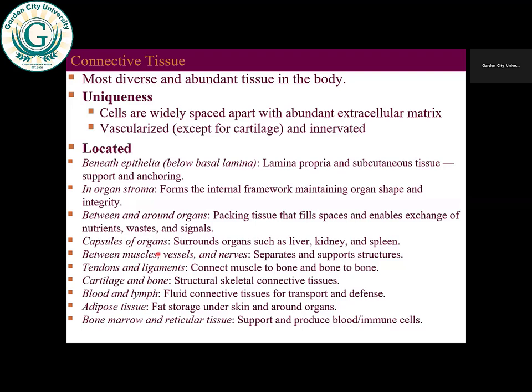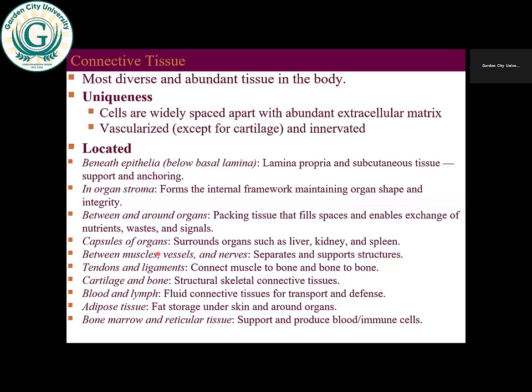Between muscles, vessels, and nerves. When we look at the muscles, we say endomysium, perimysium, epimysium. But for nerves, we're talking about endoneurium, perineurium, and epineurium. All those we said are connective tissues. They connect bone. So we also have tendons and what? Ligaments. They are connective tissues.